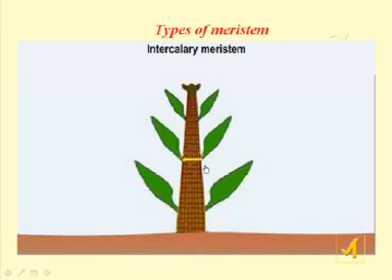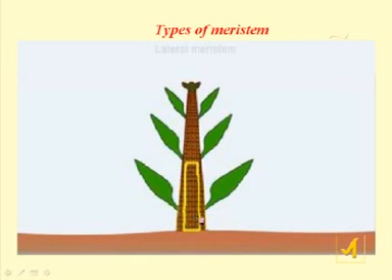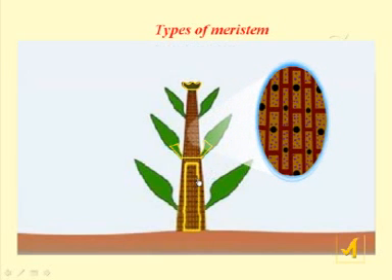Third one is the lateral meristem. The meristem that is present along the longitudinal axis of the stem and the root is called the lateral meristem. Vascular cambium and cork cambium are examples of this lateral meristem, and it produces the secondary permanent tissues.